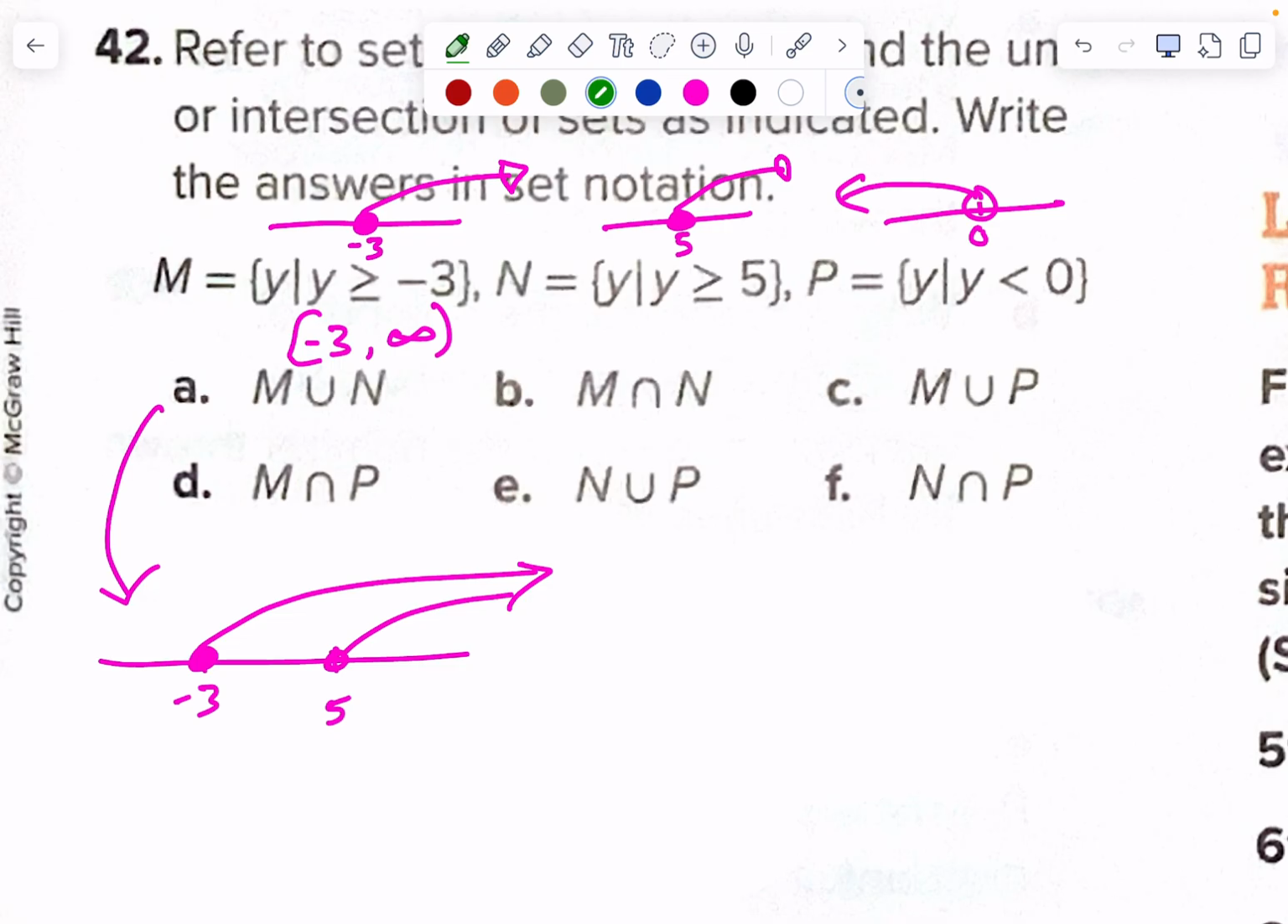M intersect N, so where do they overlap? Nope, they don't overlap from -3 to 5. They overlap from 5 on, okay? So 5, comma, infinity, bracket, paren, right? Okay. M, do we have any others?